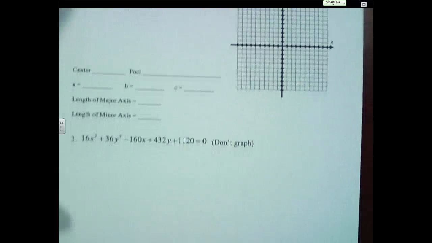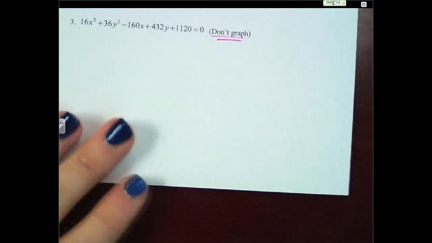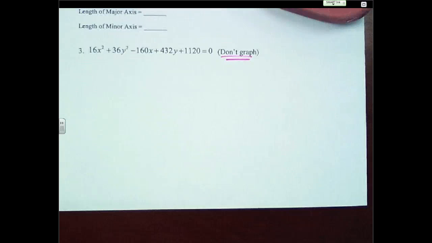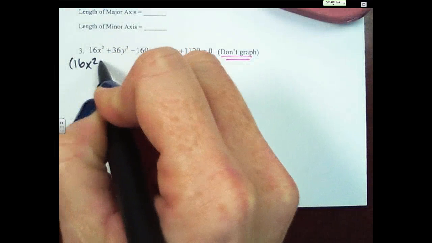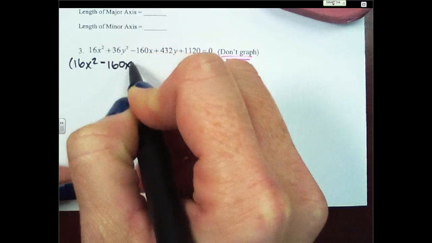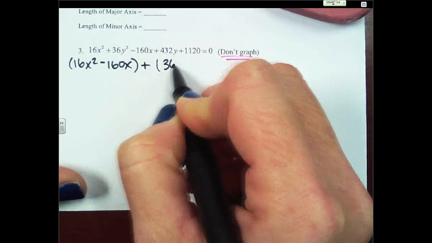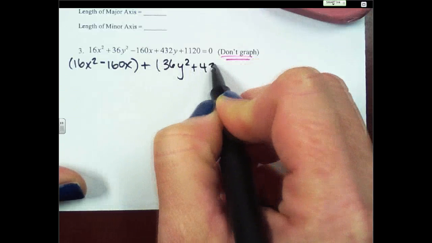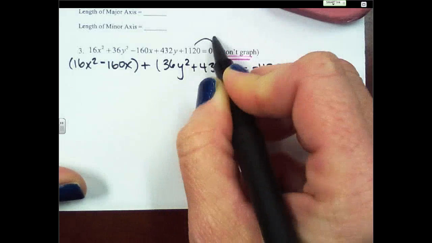It says don't worry about graphing it. Just actually get it in this form of an ellipse. So what's my first step? It's actually to combine the x's together, right? So we're going to take 16x squared minus 160x. It's an ellipse, so we're going to put a plus in the middle. And then we're going to group the y's: 36y squared plus 432y, and I'm going to move my 1120 over to the other side.